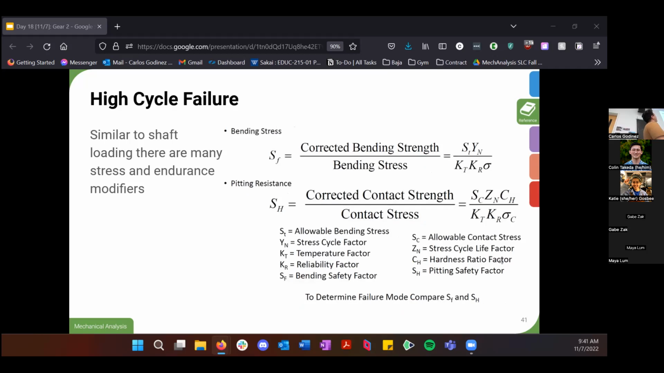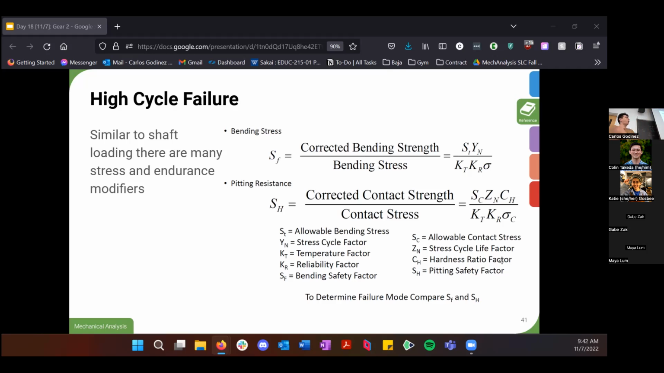And so what you do, very similar to shaft loading or endurance modifying, is that you take the corrected bending strength for when something will fail, and the corrected contact strength for how resistant it is. Remember, it is related to the hardness of a material. The harder your material is, the more resistant it will be to pitting and spalling and other surface wear. You divide that by whatever your contact stress is or your bending stress.